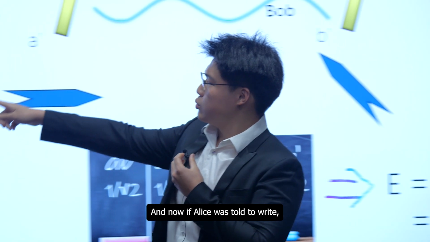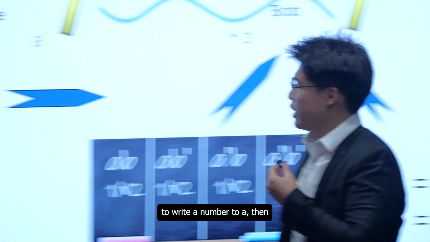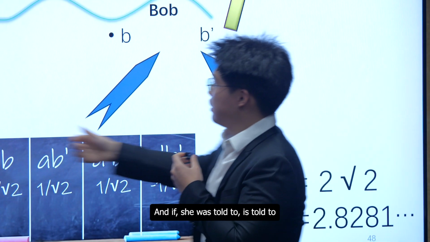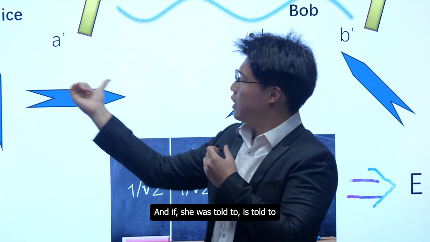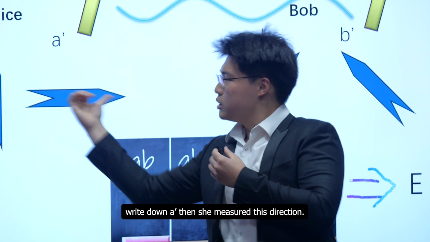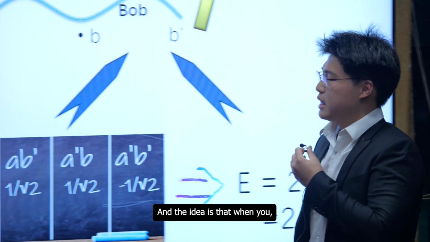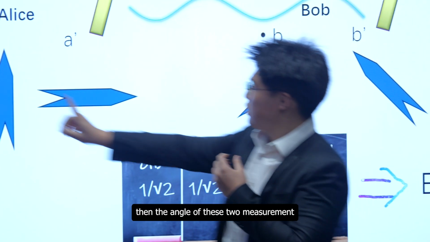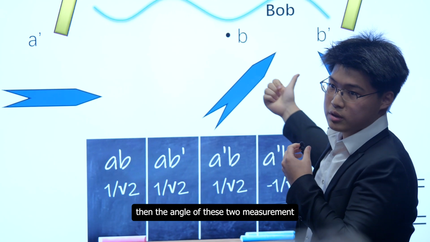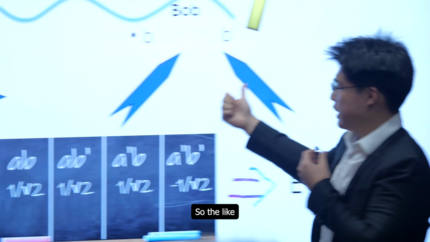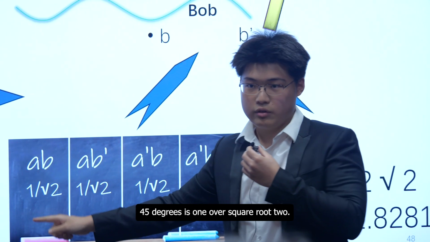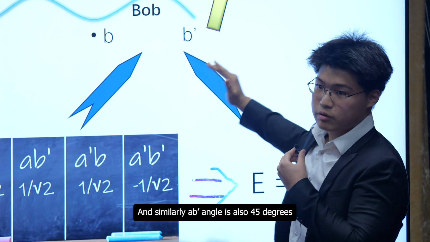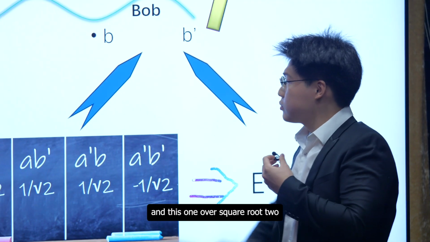And now if Alice was told to write a number to A, then she measures the qubit in this direction. And if she was told to write down A prime, then she measures this direction. And the idea is that when the number is AB, then the angle of these two measurement directions is 45 degrees. So the average of AB will be cosine 45 degrees. It's 1 over square root 2.